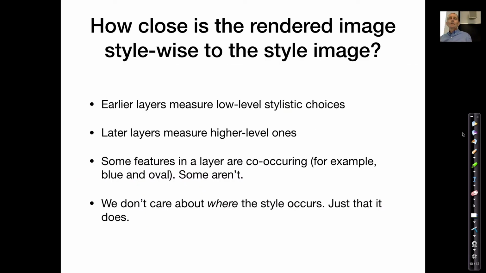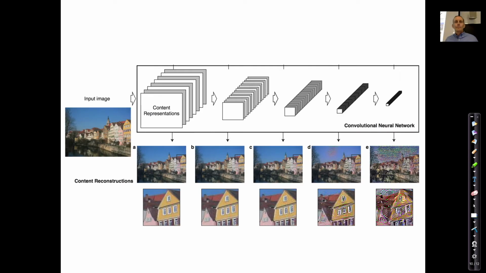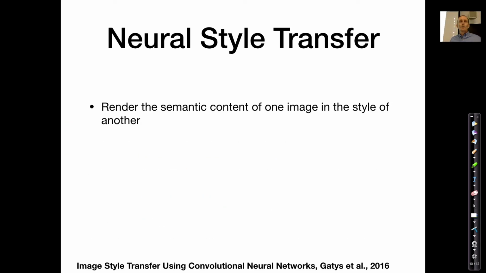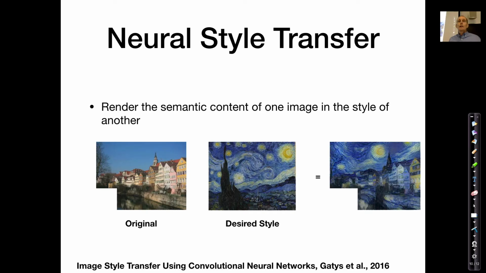All right, now the style. Earlier layers measure low-level stylistic choices. Probably the earlier layers are going to be determining things like the colors that are used. And then later layers measure high-level type features. Let's go back to here. Maybe these, oh, these are stars, right? Because starry sky. Yeah, so these are stars. So the presence of these stars might be found in higher layers.